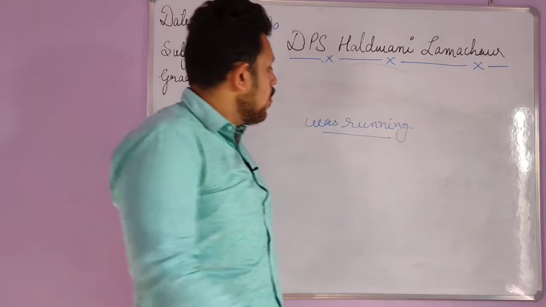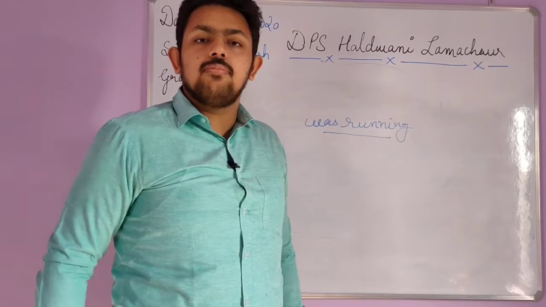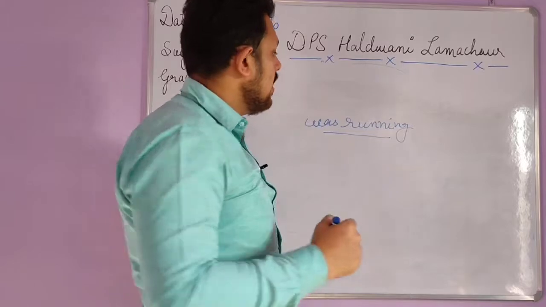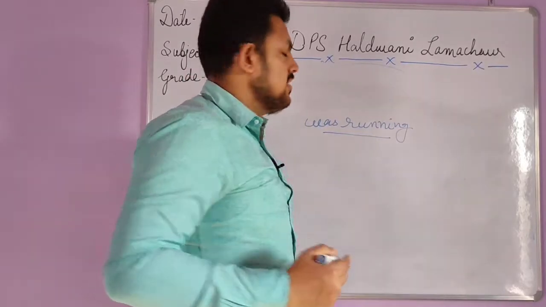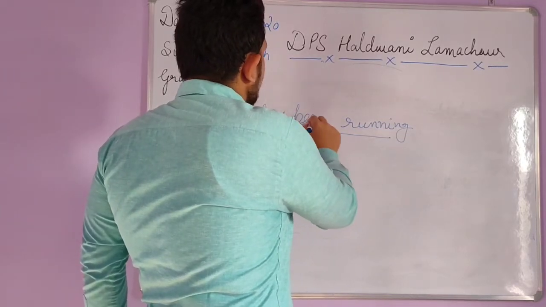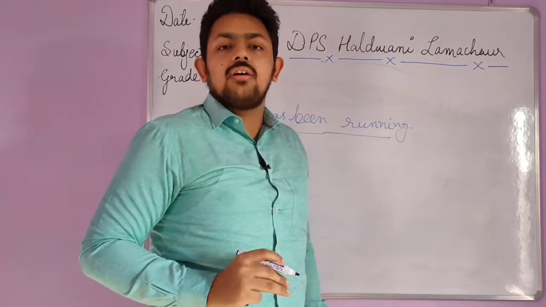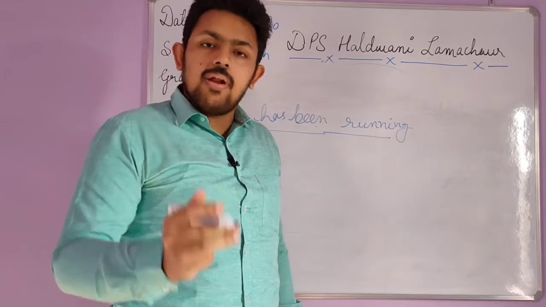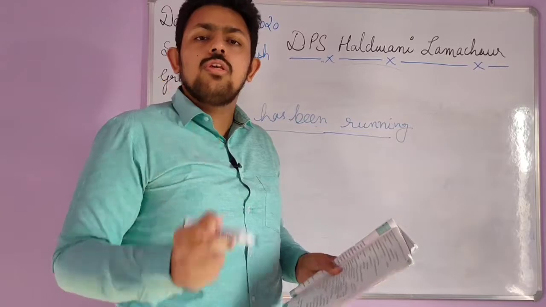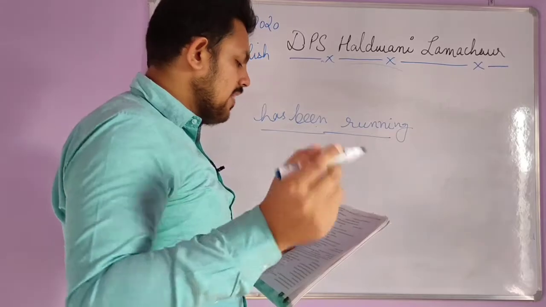I am wrong. Why? Because we have for half an hour here. We have the exact time. When we use for and since, then we use the past perfect continuous. So it has been running. Whenever we have the time given, wherever, whatever it is, present, past or future, whenever for is used or since is used, we use the perfect continuous form. It has been running for half an hour.